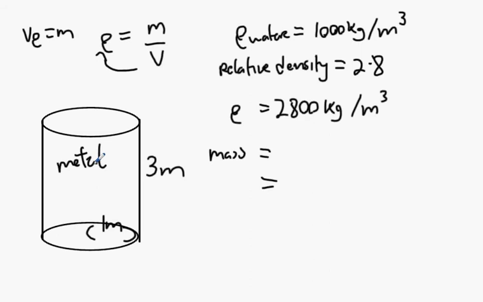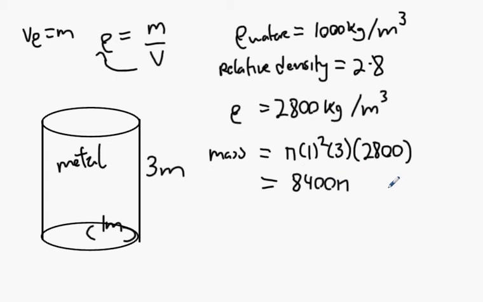Therefore, if it wants the mass of the same object, this time made of some form of metal, the mass of this object is once again volume times density. So volume is, once again, pi times 1 squared times 3, times density, which is 2,800. And whatever that turns out to be, what's it going to be, guys? 3 times 2,800? Anybody? It's going to be 8,400 pi kilograms, okay? So that's how you calculate a density from relative density. You just multiply 1,000 kilograms per meter cubed by whatever relative density is in question, okay?